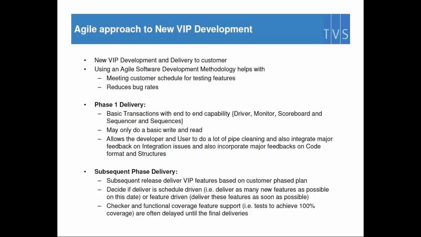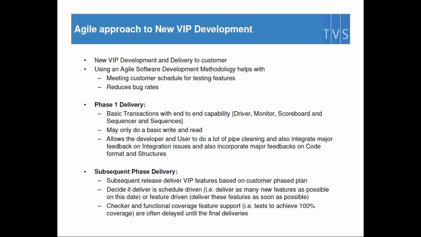This part is also important: we should have an agile approach to new VIP development. This means that we'll be phasing out the deliveries. Whenever the customer is ready for testing the DUT, he doesn't need to wait for a complete verification IP to be delivered. Instead, basic read and write would be working first, so the customer can start to verify the DUT at that point itself, and later on, in a phased delivery, we can have different features developed.